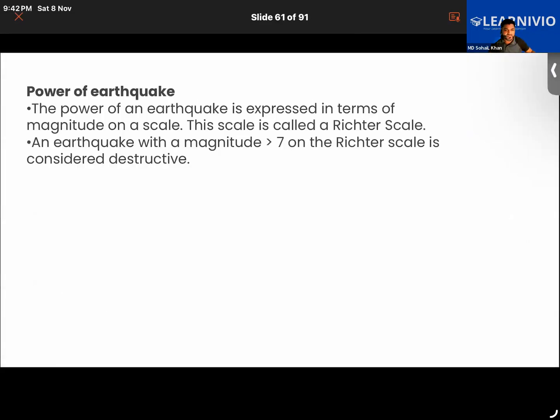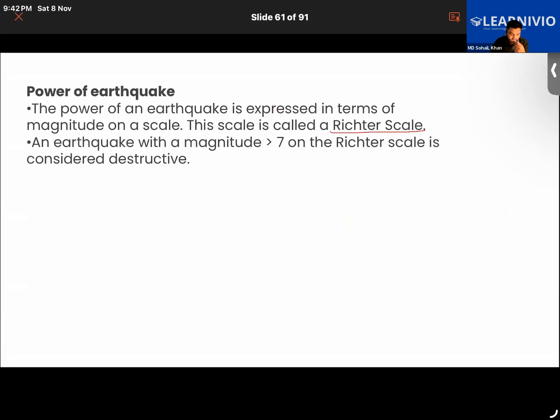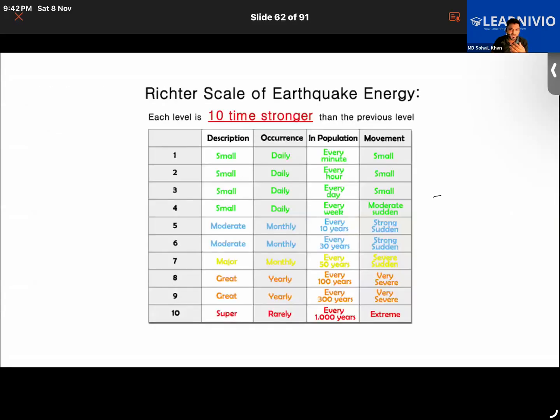Now let us understand the power of an earthquake. It is expressed in terms of magnitude on a scale, which you are well aware is called the Richter scale. Here you can look at the Richter scale, a table where the magnitudes are written from 1 to 10. If an earthquake has a magnitude of more than 7, it is considered very destructive. If it lasts for more than a minute, there will be a huge loss of life and property in that place.